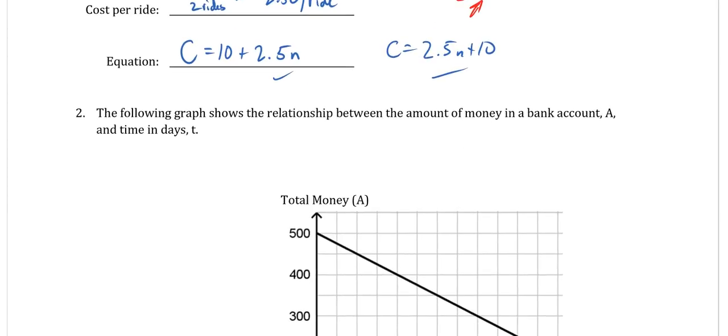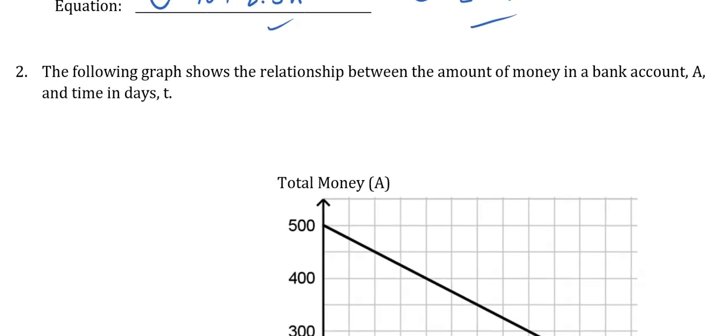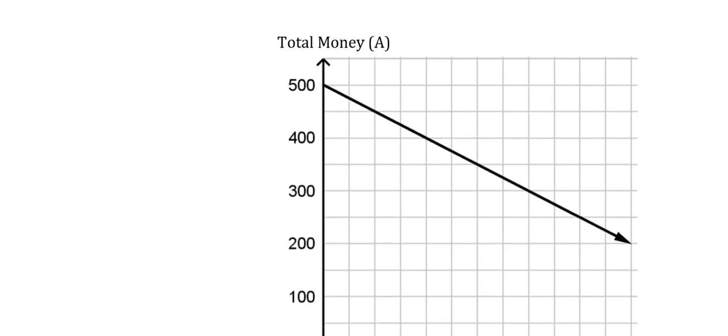All right, let's try another one. Some of the questions today are all a little bit different, but it's always the same idea. Where does it start? What's the rate? The following graph shows a relationship between amount of money in a bank account and time in days. Can somebody generally just describe what's happening in this situation?